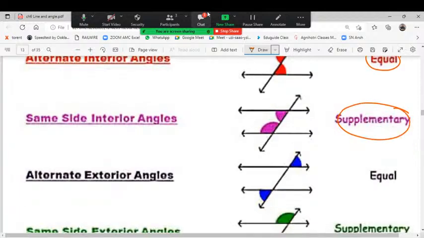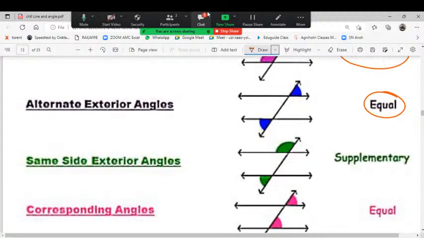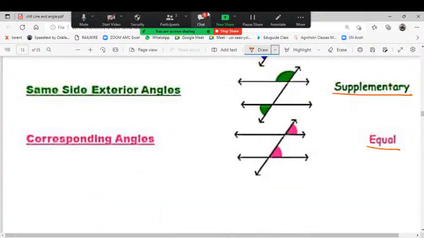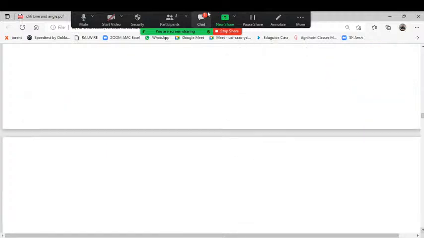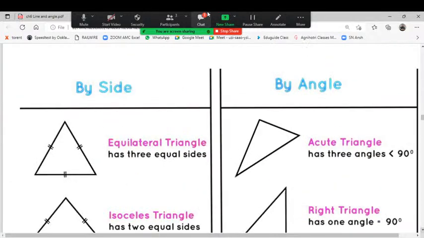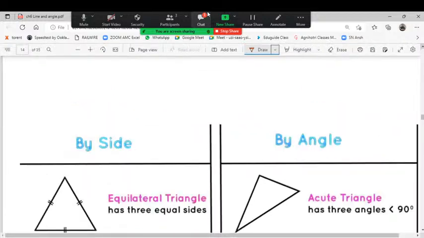What about alternate exterior angles? They are also equal. What about same side exterior angles? They are supplementary. And what about corresponding angles? They are equal. I have presented the same things two or three times so that you can well understand and memorize every concept. That's why I'm covering these things again and again. Now we can start with some questions, but before that I want you to tell what a triangle is.